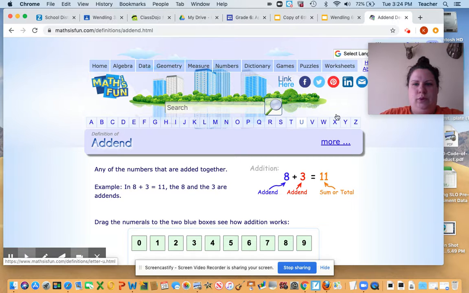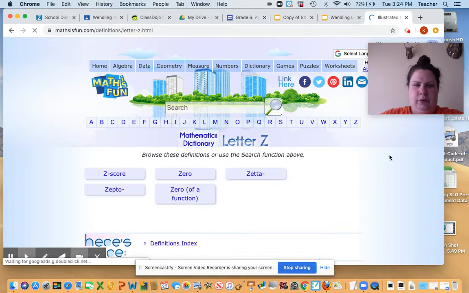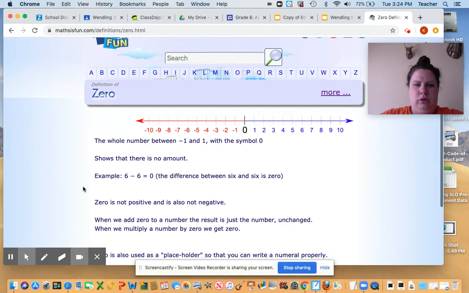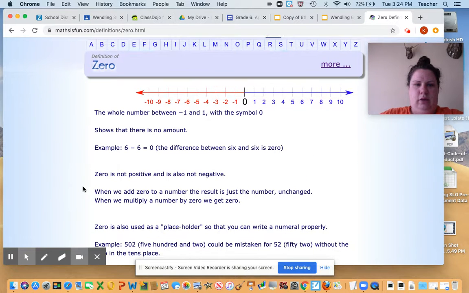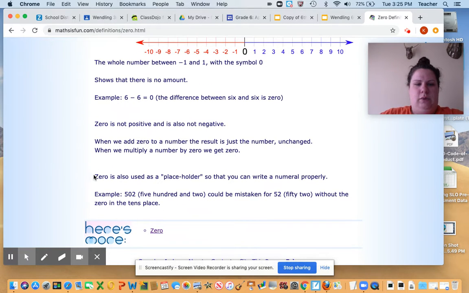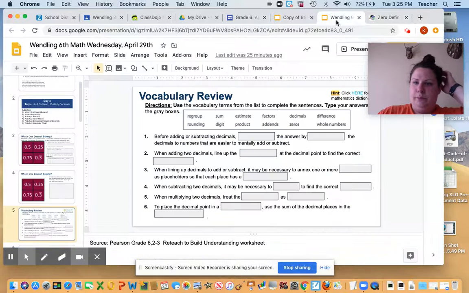Zero is our next word. Click on 0. We've got this talk about the whole number between -1 and 1 with the symbol 0. There's no amount here. 0 is not positive and it is also not negative. Down here would be really helpful. 0 is also used as a placeholder so you can write a numeral properly. That's how we're going to be using 0 in this case. A placeholder so that you can write a numeral properly.